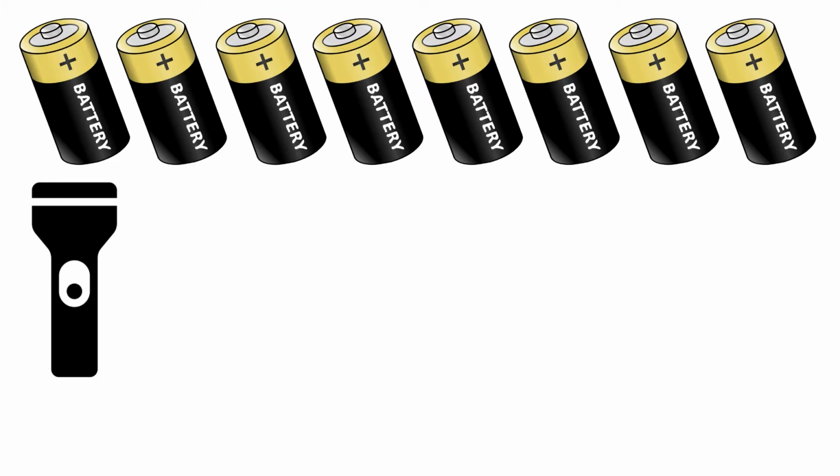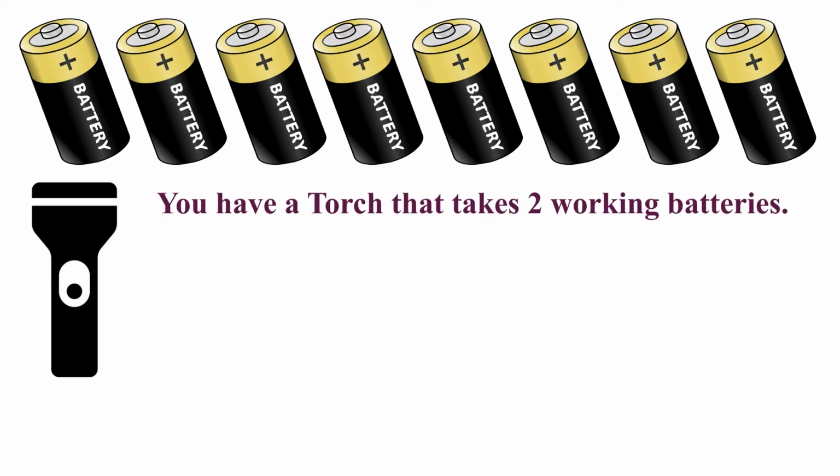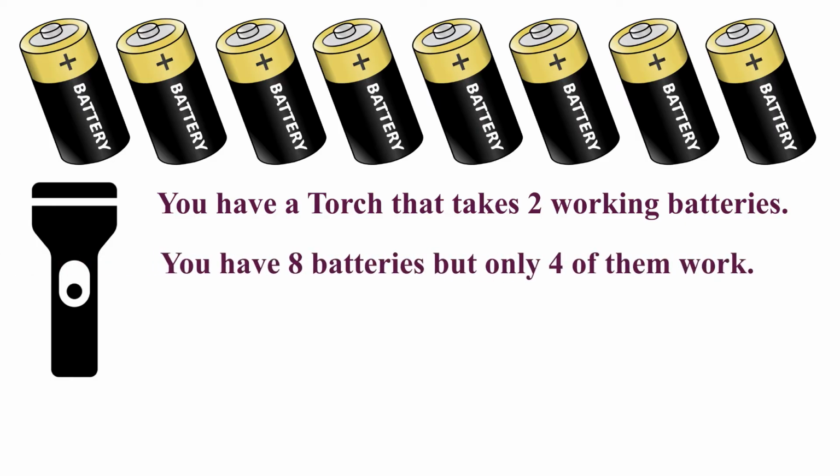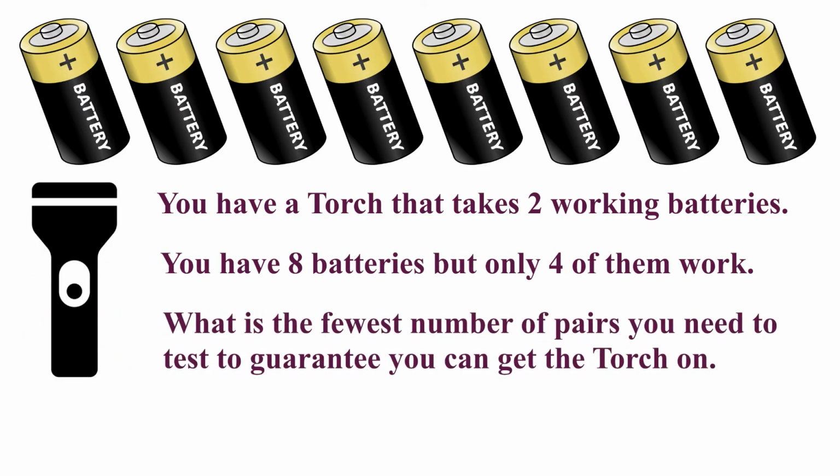You have a torch that takes 2 working batteries. You have 8 batteries, but only 4 of them work. What is the fewest number of pairs you need to test to guarantee you can get the torch on?